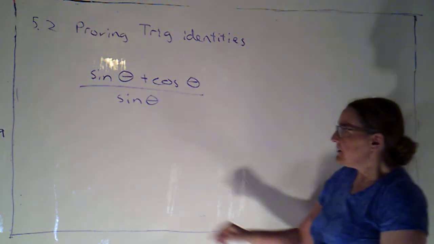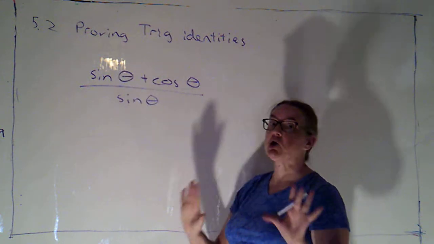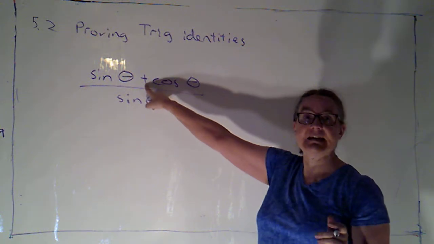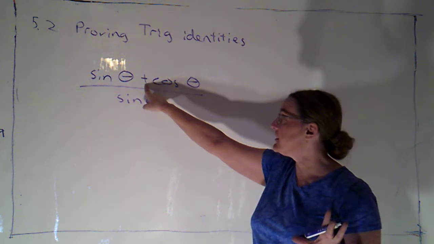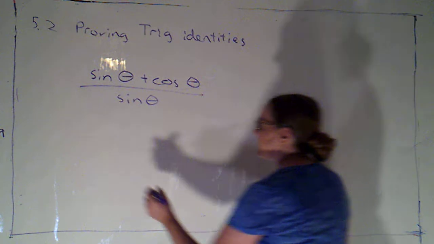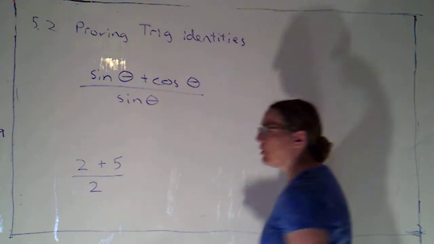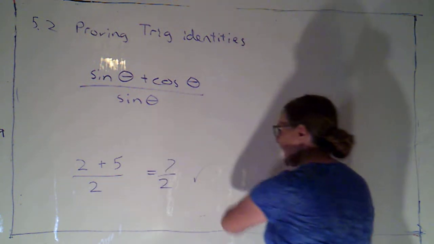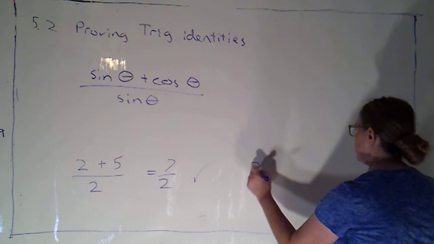Now often people will see, ooh, sine theta on top and on bottom, and try to cancel. No, we cannot do that as long as that sine theta is connected to the rest of the top by addition or subtraction. That's called canceling over addition and subtraction, and it is just plain wrong. Let me show you why. Let's say I had 2 plus 5 over 2. Hopefully we can all agree that that is 7/2. That is correct.